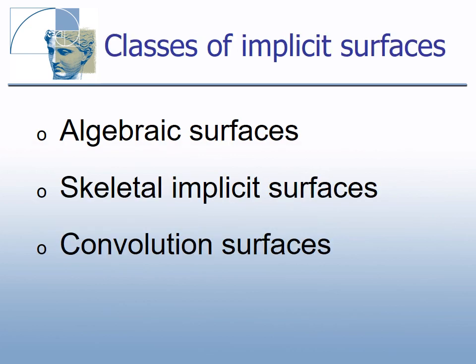There are several classes of implicit surfaces depending on the type of their defining functions. They are algebraic surfaces, skeletal implicit surfaces, and convolution surfaces.